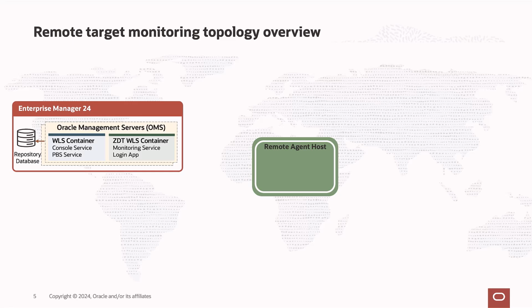Here for the deployment, we will make use of the agent push mechanism from the OMS to deploy the remote agent on the remote host. So for this purpose, the SSH connection is established so that the OMS can transfer the agent software onto the remote host, and the remote agent will be configured or deployed on that host.